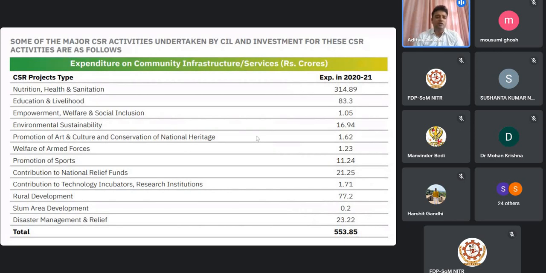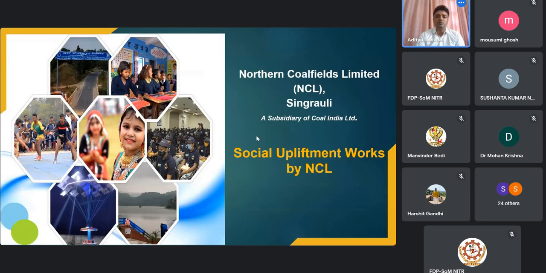These are the major CSR activities undertaken by CIL, like nutrition, health and sanitation, education and livelihood, empowerment, welfare and inclusion, environmental sustainability, promotion of arts, culture and conservation, welfare of armed forces, promotion of sports, contribution to National Relief Fund, contribution to technology incubators, research institutions, rural development, slum area development, and disaster management. These are different heads where CIL has invested.